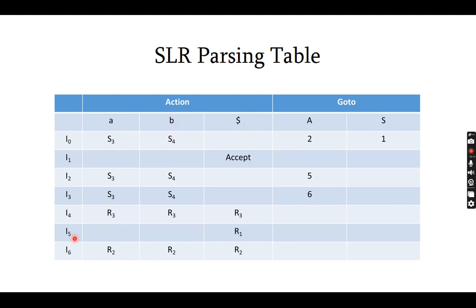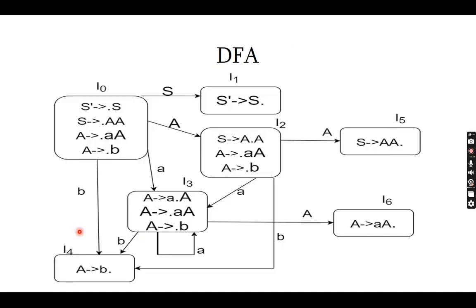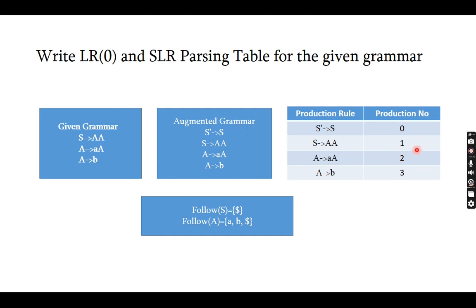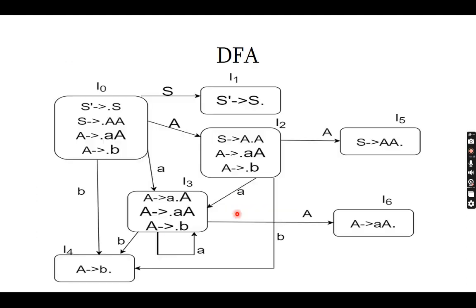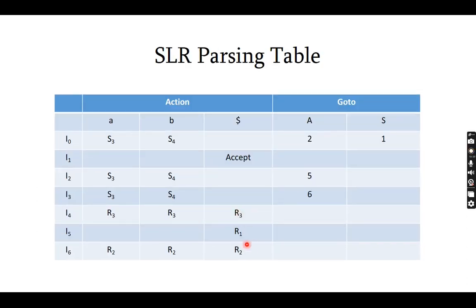Next let us see I5. I5 has production S derives AA, which is production number 1. So you have to write R1. Where do you have to write R1? In the follow of the LHS of this production. What is the follow of S? Dollar. So you have to write R1 in the dollar column only. See, R1 is written only in the dollar column.